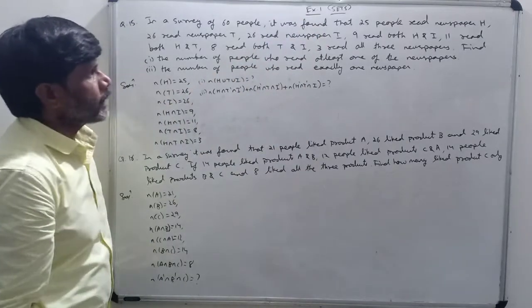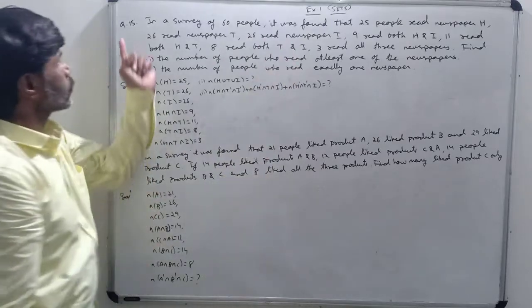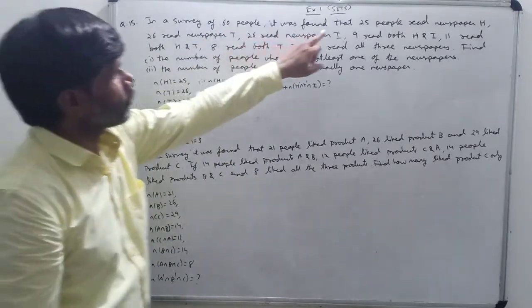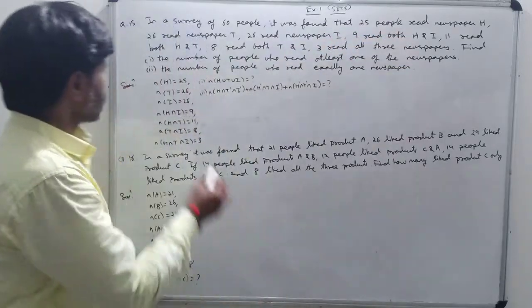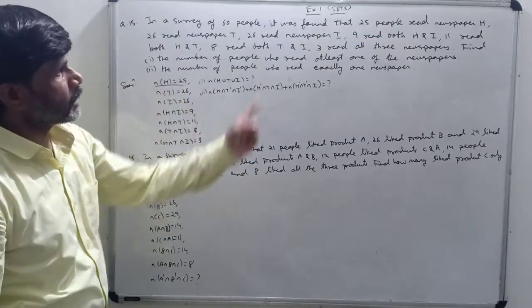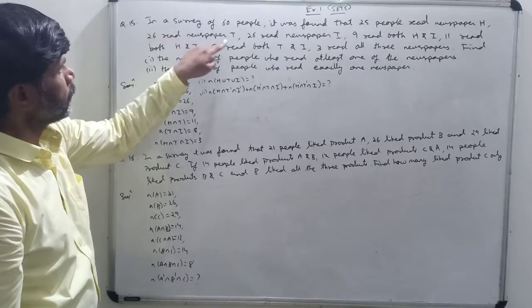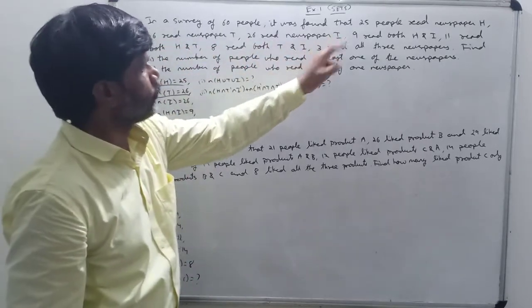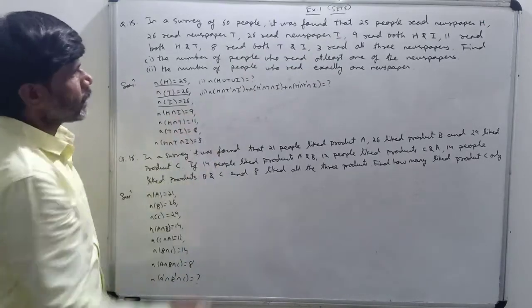Exercise 1, Standard 11, Set Theory. Question number 15. In a survey of 60 people, it was found that 25 people read newspaper H. So N of H is equal to 25. 26 read newspaper T. So N of T is equal to 26.